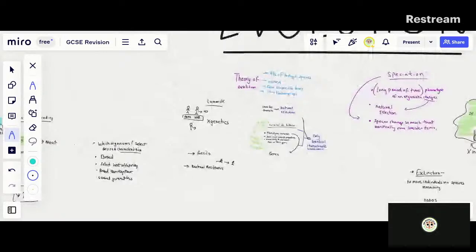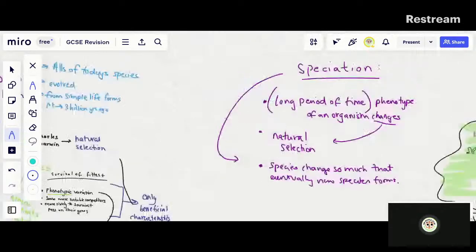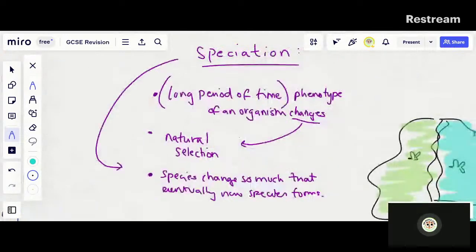So we looked at speciation here. A species is a group of similar organisms. These similar organisms can then reproduce to give fertile offspring. Speciation is the development of a new species, and it occurs when populations of the same species become so different that eventually they can no longer successfully interbreed.